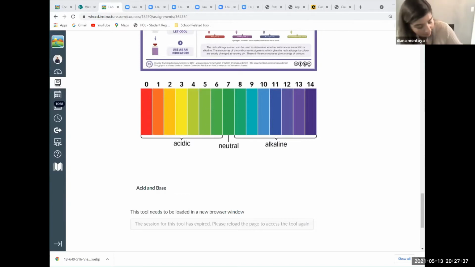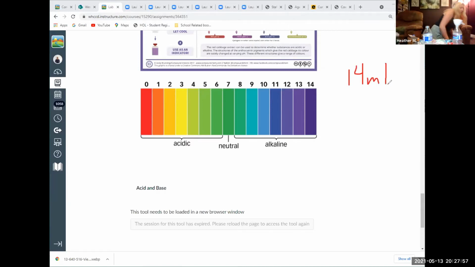Can you repeat the one with the cabbage? 14 mils of water in your 15 mil conical tube. 14. Dr. Henry, it's the ones that you provided, right? Yep. Good, the distilled water. I almost threw them out last lab.